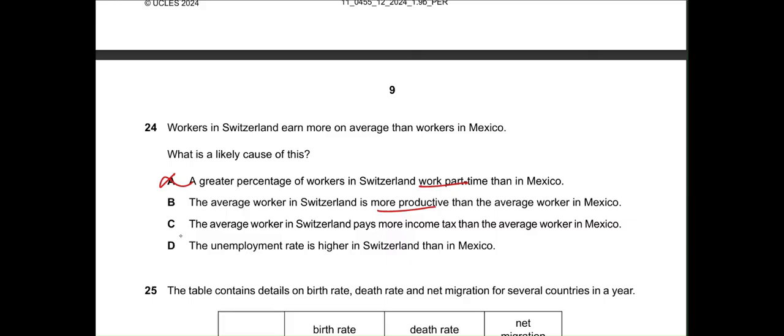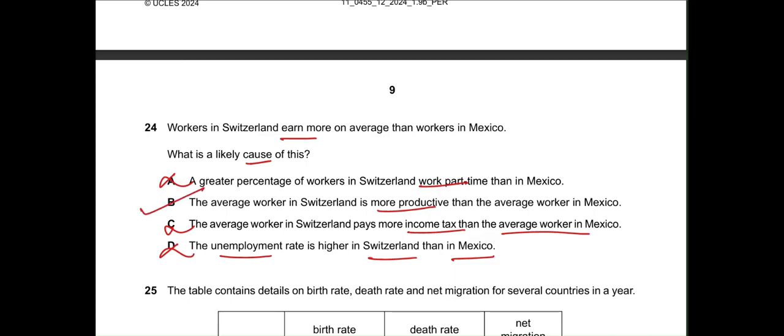Let's also see the other options. Option C: The average worker in Switzerland pays more income tax than the average worker in Mexico. Okay, so now this is the effect. Understand? The question is the cause, but option C is the effect of earning more. So this is again eliminated. Option D: The unemployment rate is higher in Switzerland than in Mexico. Again, if the unemployment rate is higher, then the people of Switzerland would work at a lower rate or earn lower money, right? So how will they earn more, the people in Switzerland? So again, this is eliminated.